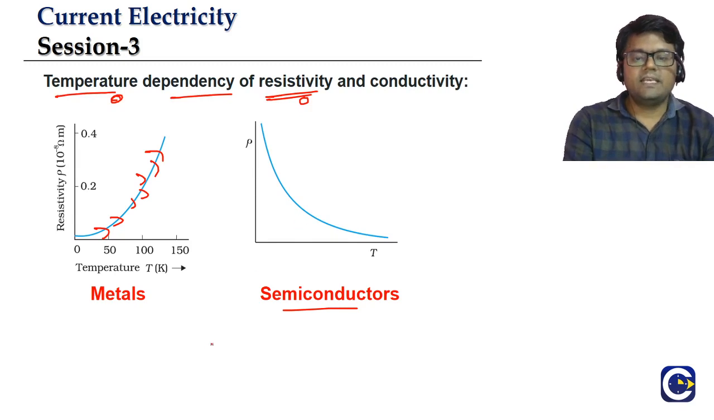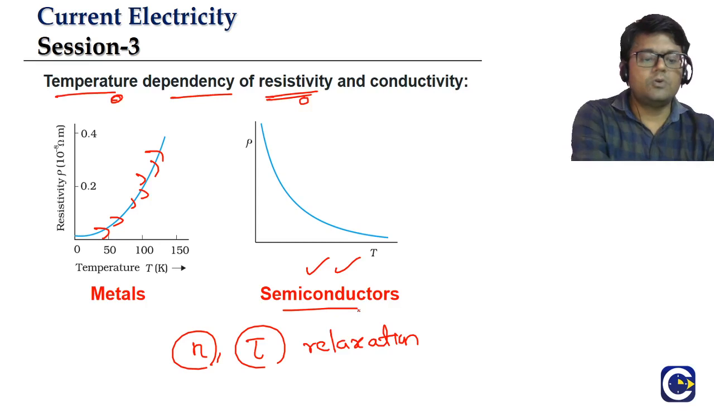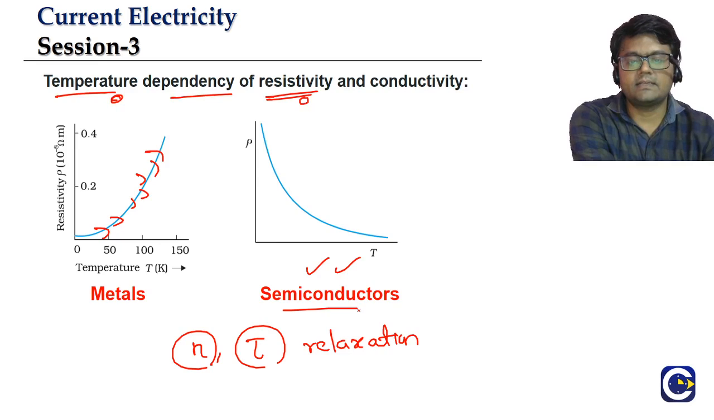And the reason for this will lie in these two terms. One is number density, because both in semiconductors as well as metals, the charge carriers will be electrons. Of course, there will be some small difference in the case of semiconductors. We will learn about that in the respective chapter. But one important parameter is the number density. And the second term is the relaxation time. So these are the two aspects using which we will be able to find out the reason why metals have a different behavior and semiconductors have a different behavior.